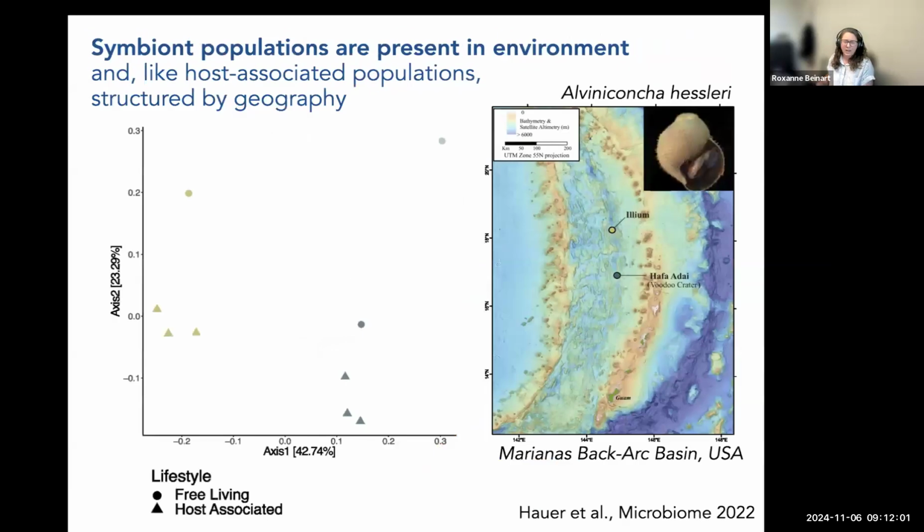And another piece of evidence for this is that Michelle Hauer in the lab, in collaboration with Julie Huber's lab, led a study looking at free living symbionts of one of these Alvinaconcha species in the environment. This is a plot showing the composition and structure of the community of symbionts associated with the snails, as well as symbionts in the environment. And what we see is that the symbionts in the environment are very similar to those found in the snails at the same site. And so we're seeing the presence of these bacteria in the environment, and they're very similar to what we find in the snails in that area.